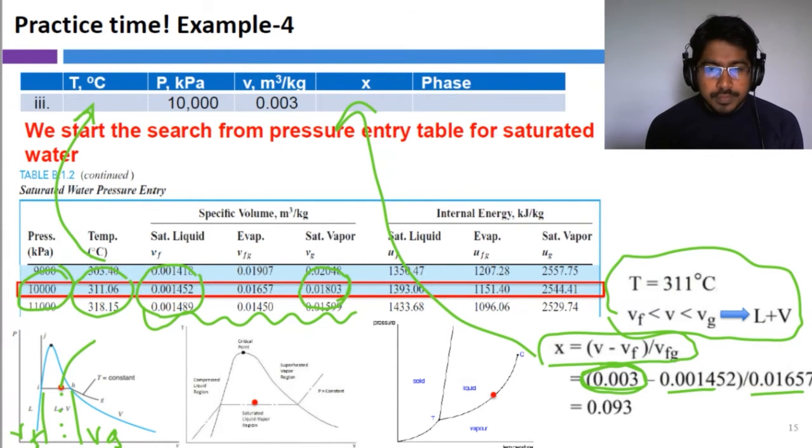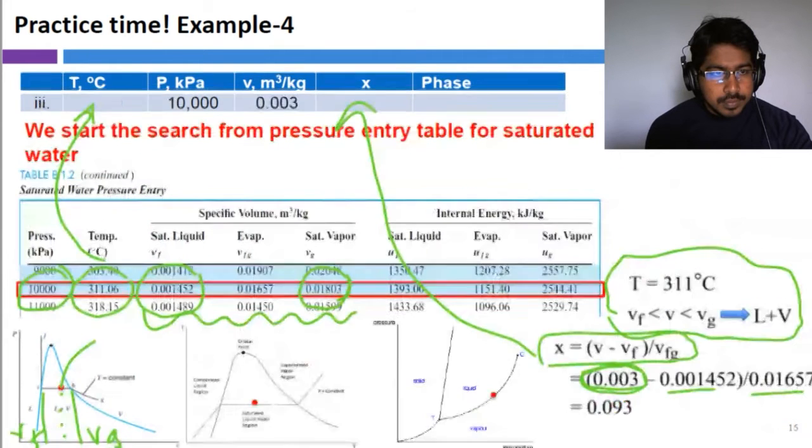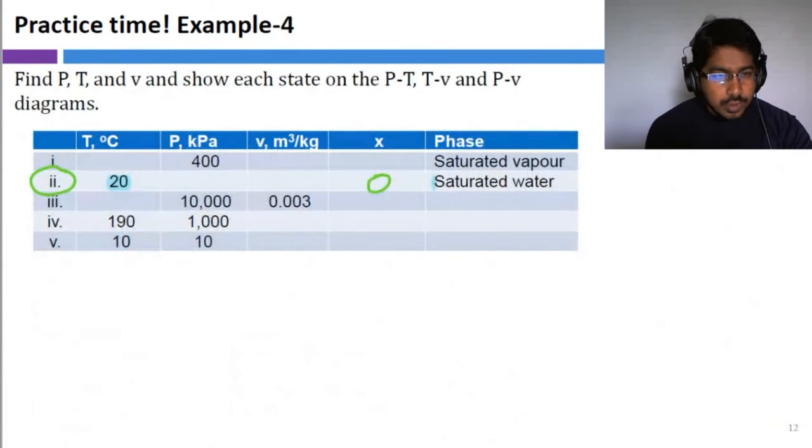Okay, I had a question whether we can find x from the table. We cannot find x from the table. The quality cannot be found from the table, but the data from the table can be used to calculate quality. Are we clear? Perfect. And this one, I will let you play with the third one.